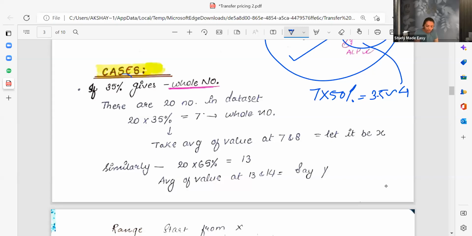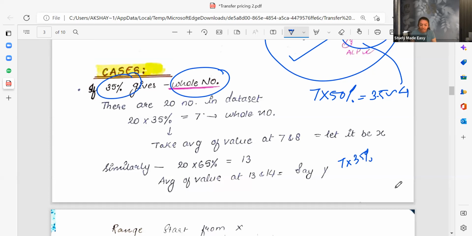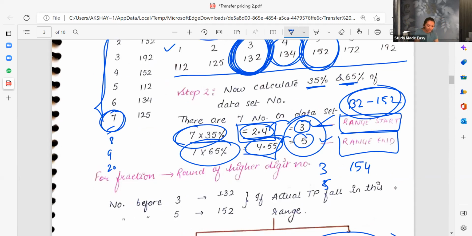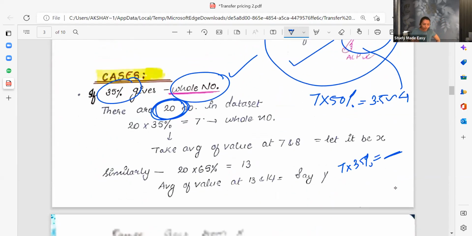In the whole number case, suppose 35% gives a whole number, understanding why I have written that 35%, the total observation was 7. Suppose 7 ka 35% instead of fraction gives you whole number. That means suppose in my data set instead of 7 I have 20 different unrelated party observations. Instead of 7, now I have 20 observations. So 20 ka 35% is coming to be 7.